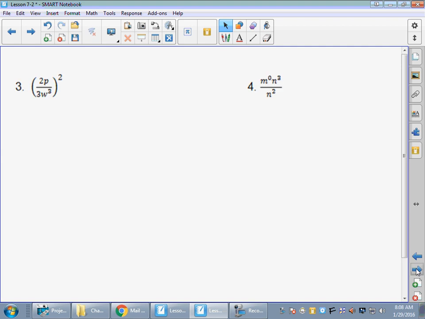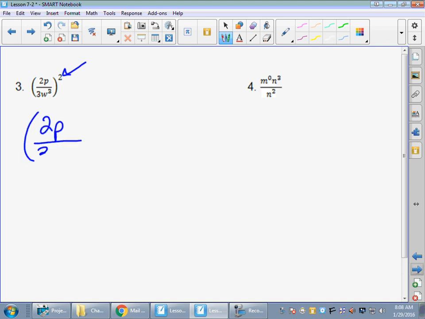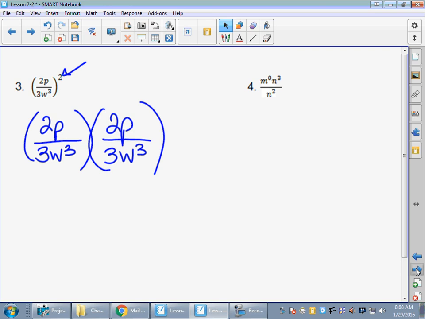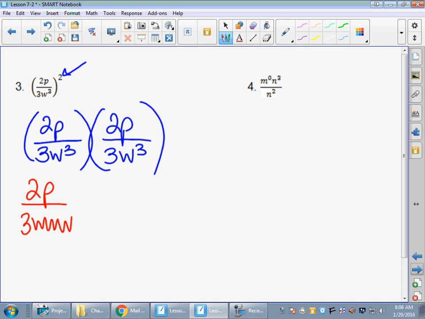Let's talk about this power of a quotient thing in number 3. So I've got 2p over 3w cubed, and it's all to the second power. So the second power out here tells me I've got 2p over 3w to the third 2 times. How are you liking monomials so far? If we're being technical, that's 2p over 3www and 2p over 3www. I think there's 3 w's there. So when we multiply, there's nothing we can cancel out on this particular problem. There's simpler ways to write it, though.